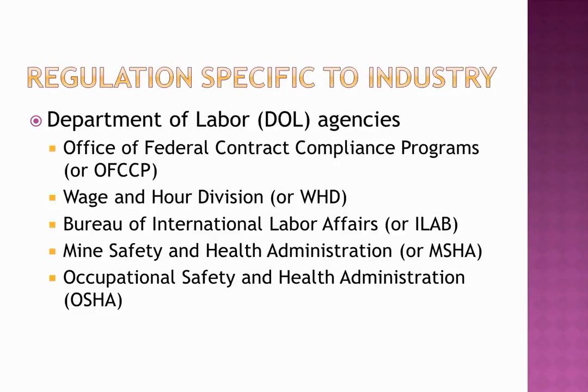There are certain regulations and requirements that are specific to organizations working in certain industries. The Department of Labor, or DOL, has developed and commissioned several agencies to oversee certain types of industries, including the following: the Office of Federal Contract Compliance Programs, or OFCCP, which is responsible for protecting workers, protecting diversity, and enforcing the law around complying with non-discrimination against protected classes. Organizations who do business with the federal government, including contractors and subcontractors, are required to comply with OFCCP regulations.